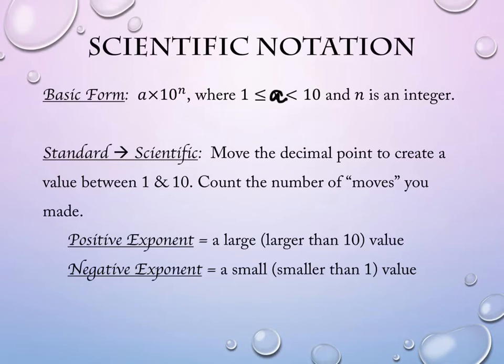So we're going to talk about how we move in and out of scientific notation. First we're going to talk about how we move into scientific notation. So if we have standard notation, just a number that you were given, and you want to put it in scientific notation, you'll move the decimal point to create a value between 1 and 10.